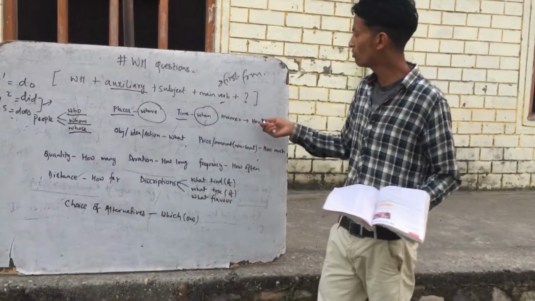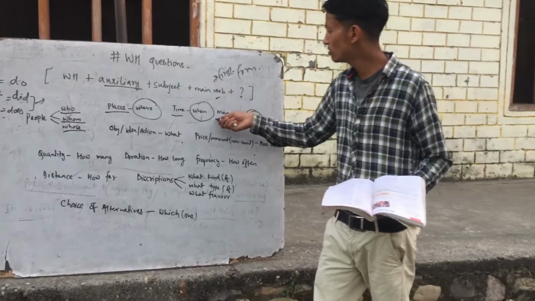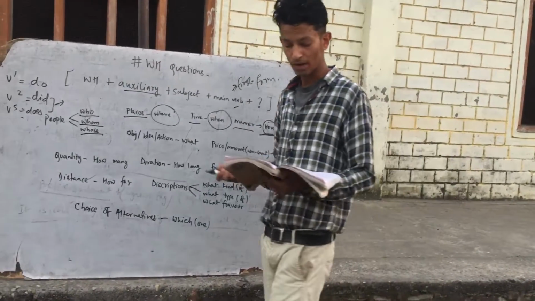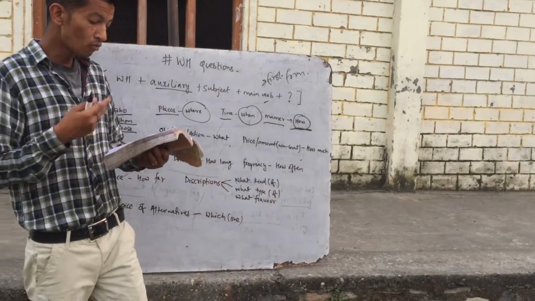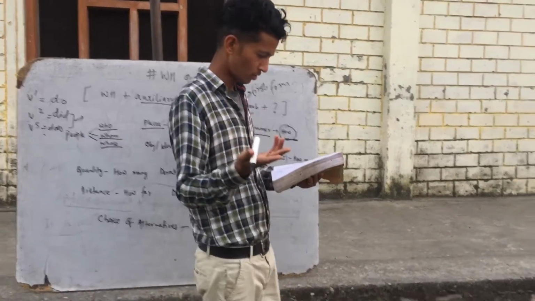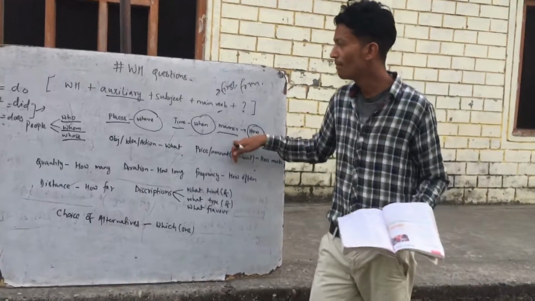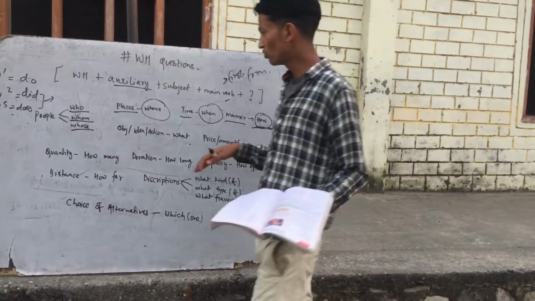Now let's talk about manner. If we want to know about the manner, then we're going to use how. Let's see here. How does she speak English? Or how do they go to school? So we are asking about the manner. All right. Now let's move on to the next part.